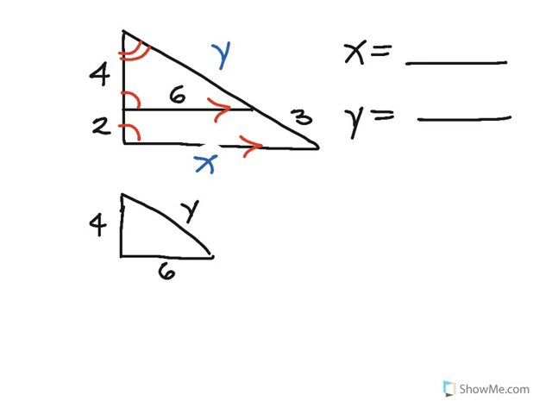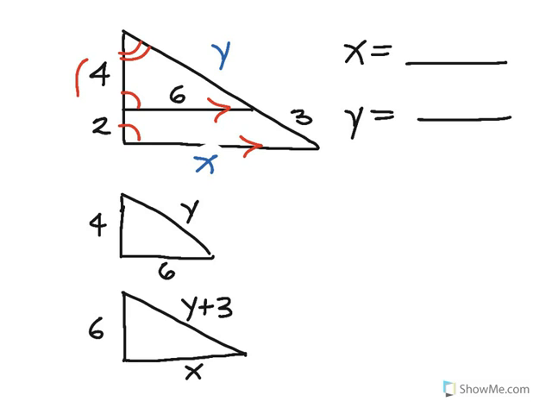And then if I draw the big one, it has a 4 plus 2, so it's 6 on the left side. And across the bottom, it's x. And down this side, it's y plus 3 long. It has both the y and the 3. So I'm looking at it as this is 6 long, and this whole side is y plus 3 long.